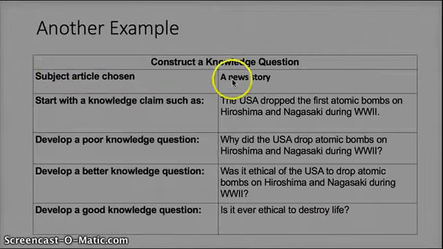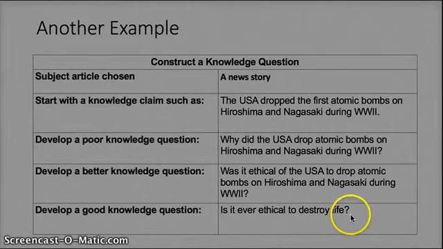Okay, so we've got a news story here. Maybe it's about the atomic bomb being dropped in World War II. You might start with a knowledge claim such as the USA dropped the first atomic bomb. So it's a claim. Is it true or is it not true? Then we can look at trying to drive it to a poor knowledge question. So why did the USA drop the bombs on Hiroshima and Nagasaki during World War II? Then we can go a bit better. Was it ethical to drop the bombs? And then finally, is it ever ethical to destroy life?